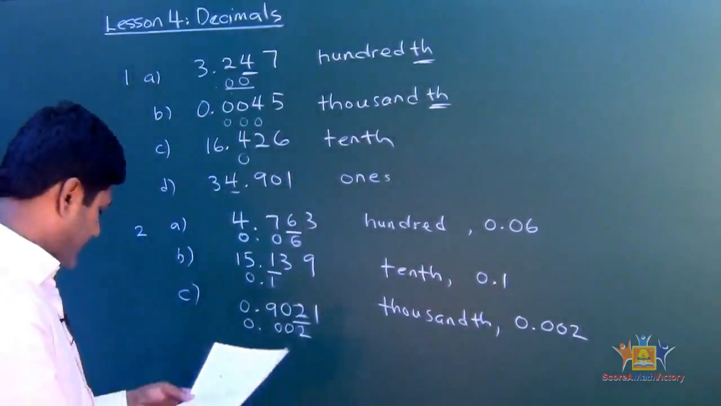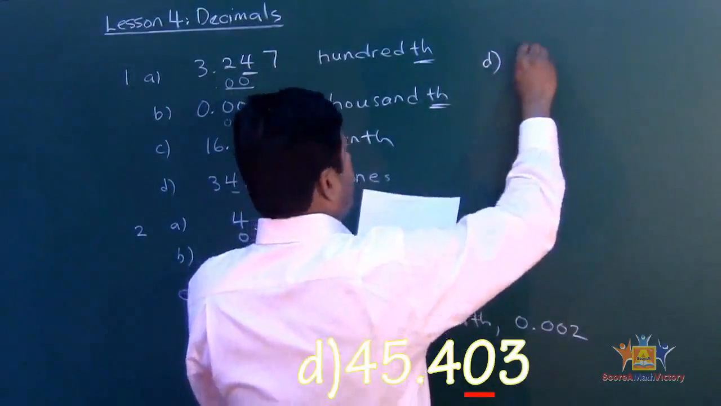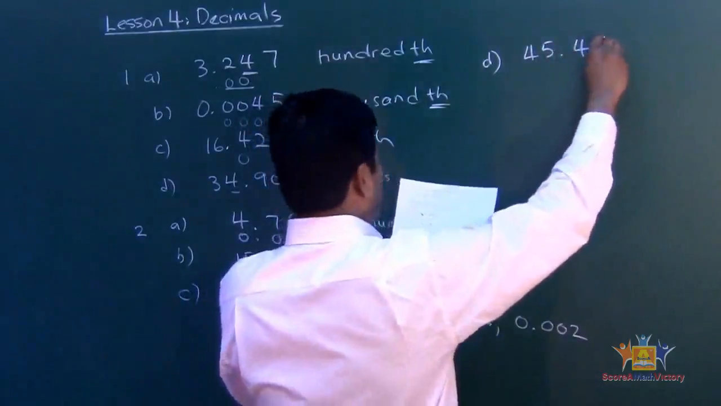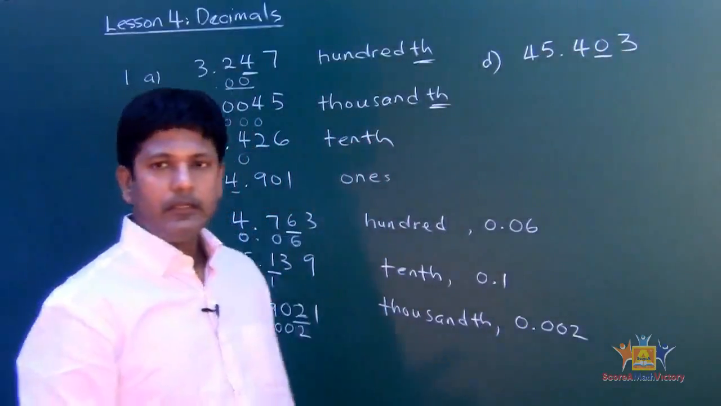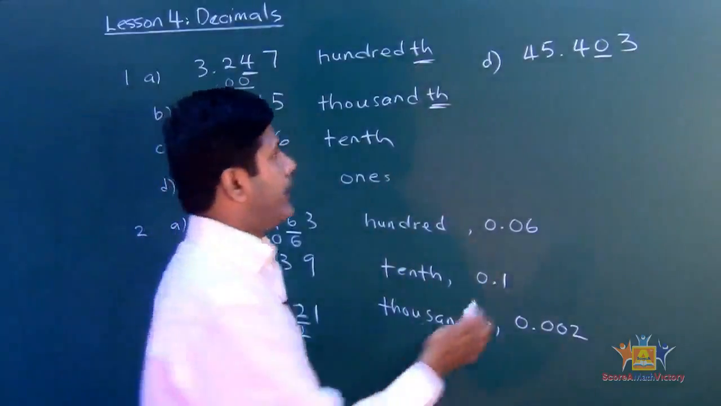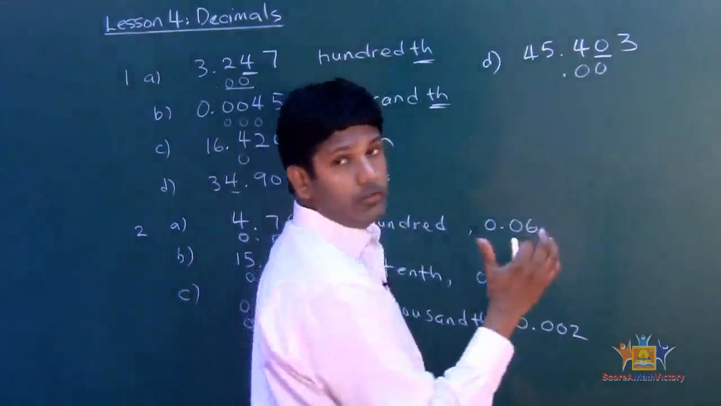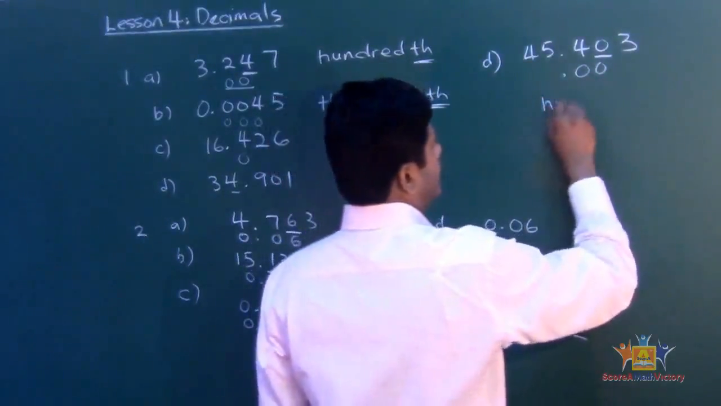So now let's look at D. So D, you got 45.403, and that one right there. And what's the place value? Again, put the decimal, 1, 2 zeros. So 2 zeros. What has 2 zeros? Hundredth. So it's hundredth.